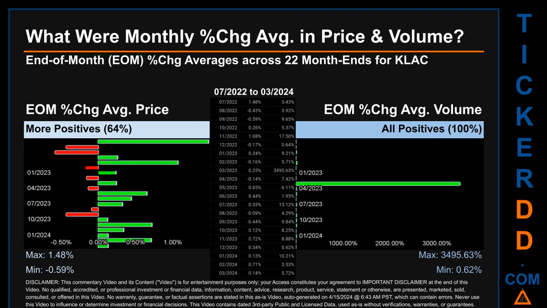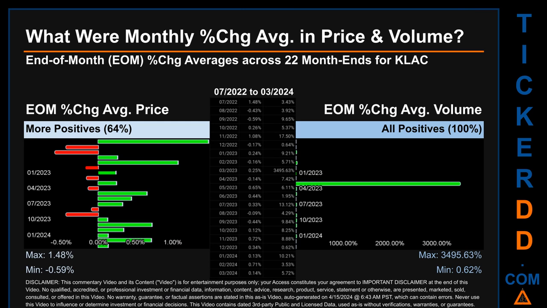What were end-of-month percentage change averages in price and volume for KLAC? The monthly average of percentage change in price and in volume were calculated for each of the 22 month ends. That calculation took daily percentage changes and averaged them for each given month. If a month end came out negative, then it means that the month summarily saw a negative change.